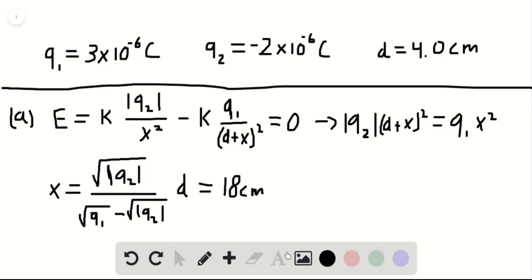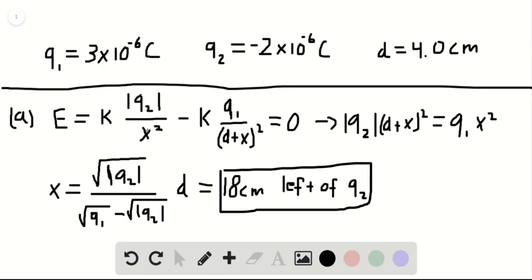And this is to the left of charge Q2. So this we can write: left of charge Q2. And box that in as our solution for part A. Okay, start a new page for part B here.